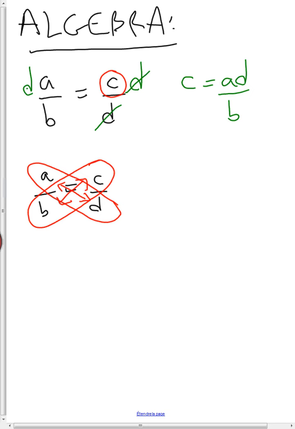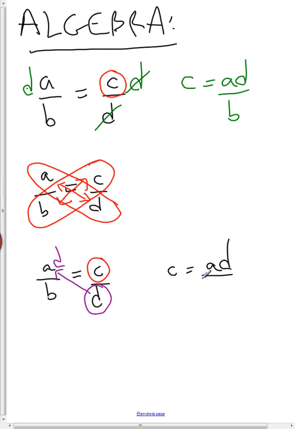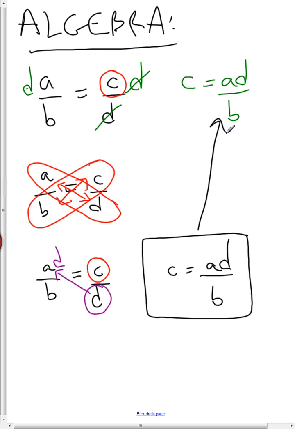So, if I have the previous same problem, A over B equals C over D, and I want to isolate C, all I have to do is take letter D and send it in diagonal onto the other side. And I will therefore have C equals AD over B, the exact same answer as we previously had, applying the mathematical way. So this trick can be very useful.